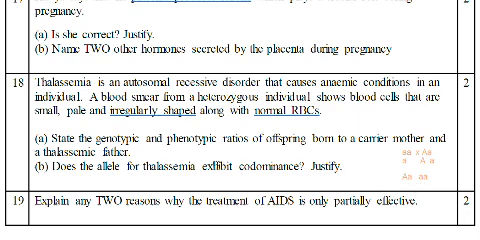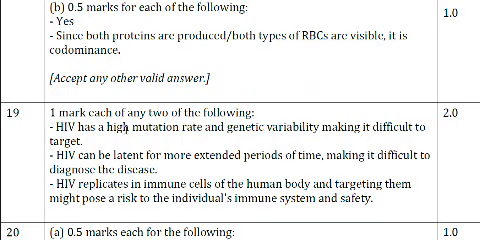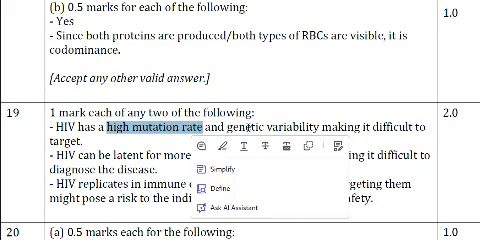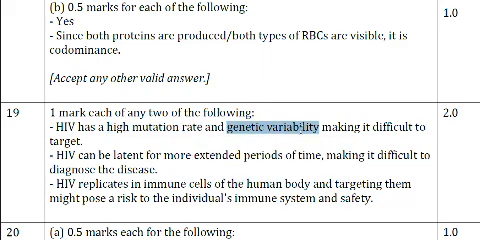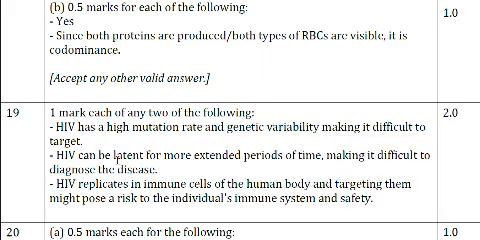Therefore, it exhibits codominance. Explain any two reasons why the treatment of AIDS is only partially effective. AIDS is caused by HIV, and the mutation rate of the HIV virus is very high, and also the genetic variability makes it difficult to target. HIV can also be latent, that means it will be in an inactive state for an extended period of time, making it difficult to diagnose the disease.